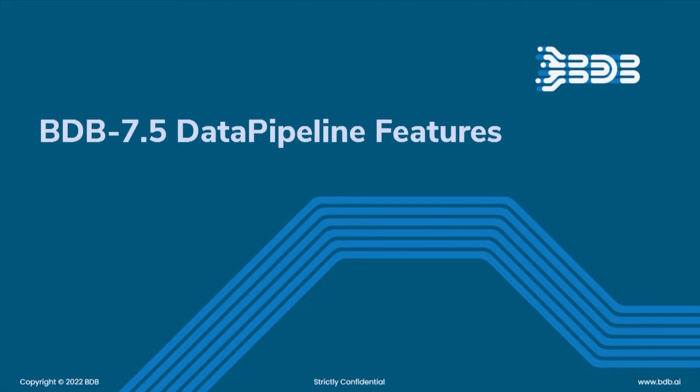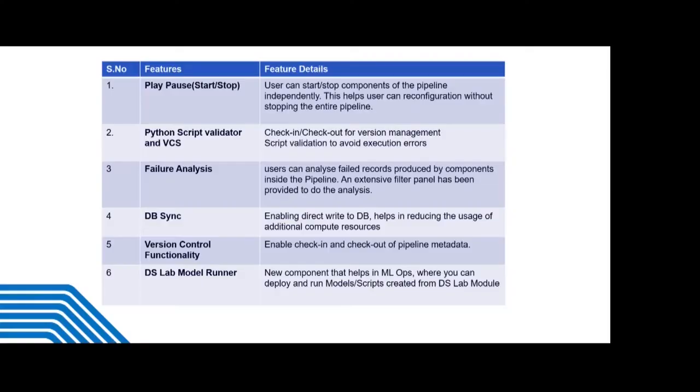So let's get started. We have the first feature, that is the play and pause feature. This feature helps the user start and stop the component of the pipeline independently. It means the user can start and stop the component even if the pipeline is in activated mode. And also the user can reconfigure the component without stopping the entire pipeline.